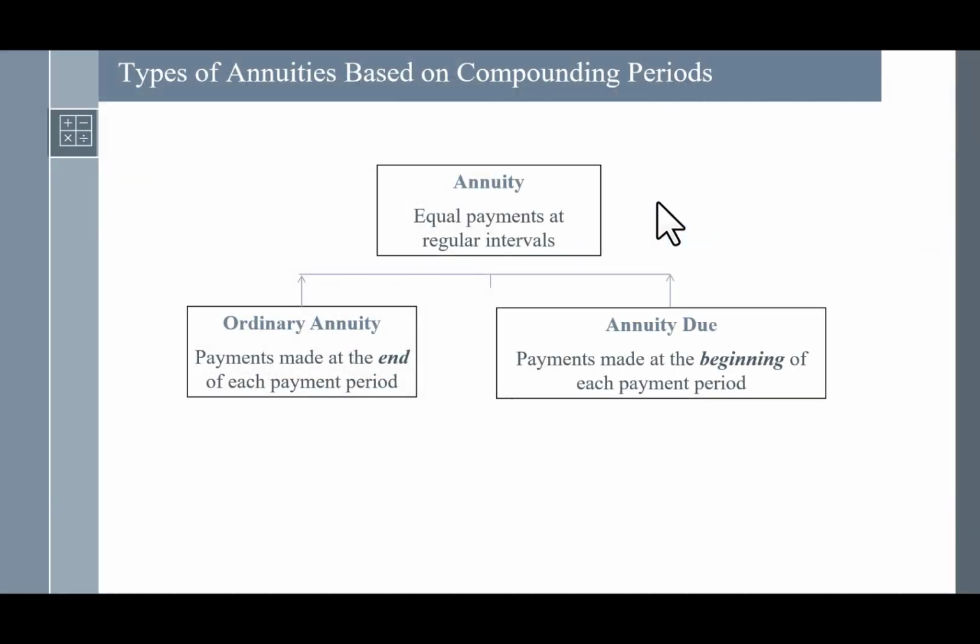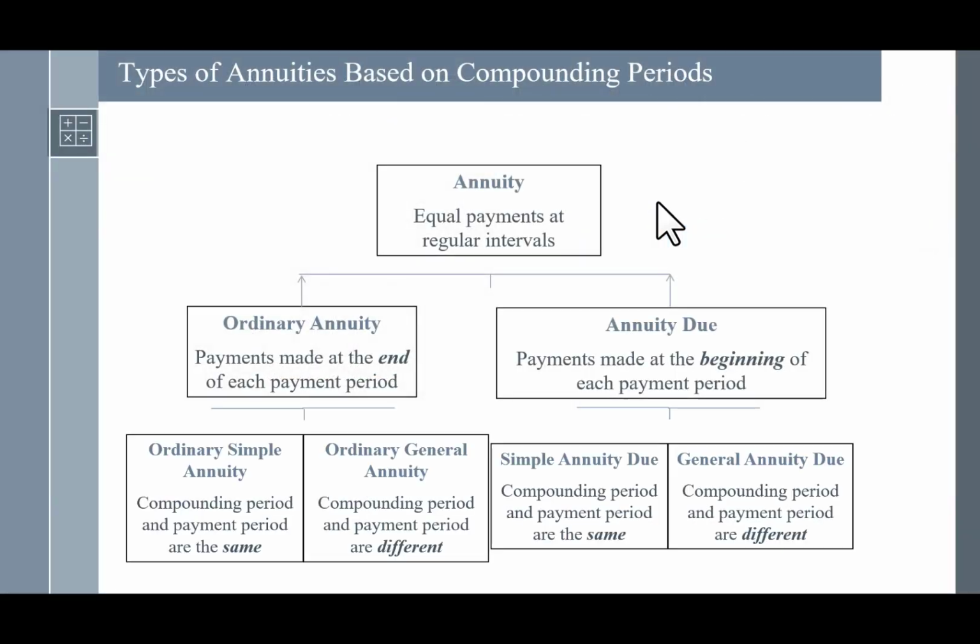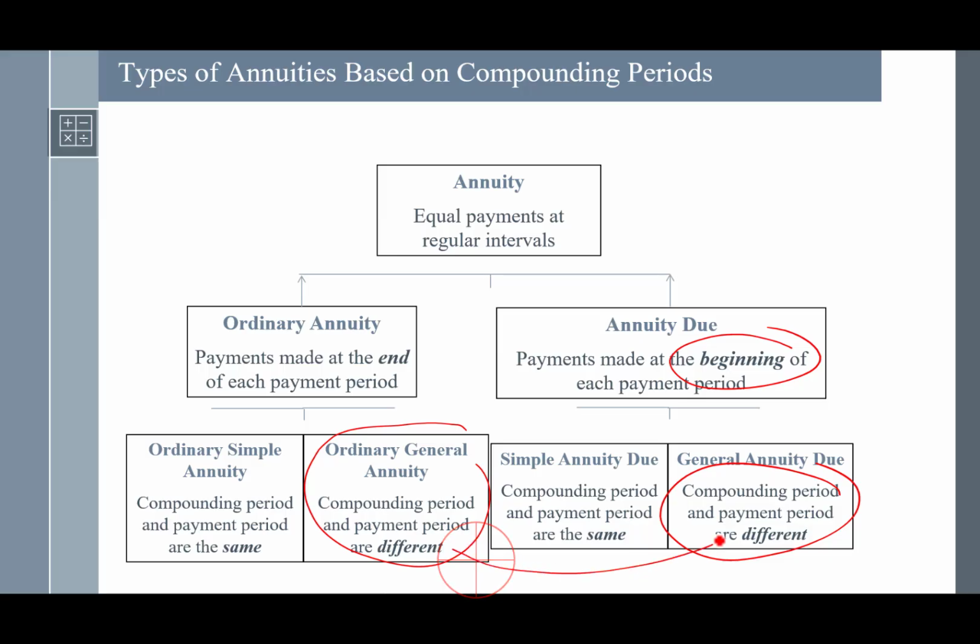So one more time, quickly, what's a general annuity due? It's an annuity that has the payment made at the beginning and the compounding period and payment period are different. So it's similar to the ordinary general annuity in terms of the difference between compounding and payment periods, but the payment is made at the beginning, not at the end.